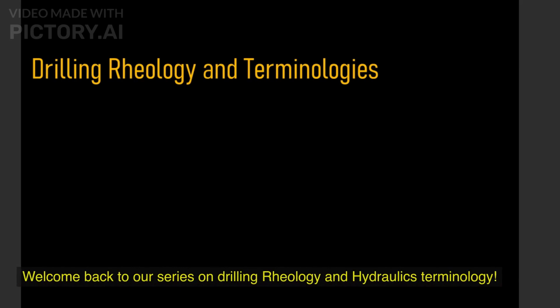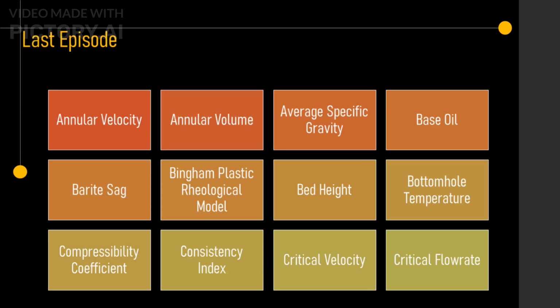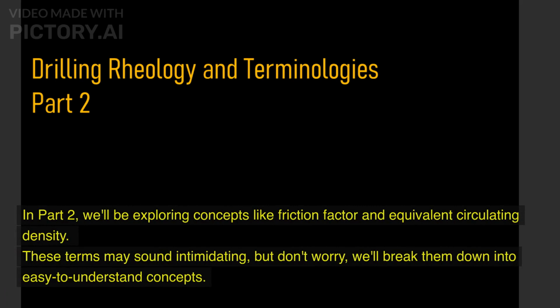Welcome back to our series on drilling rheology and hydraulics terminology. In Part 1, we covered the following terminologies: annular velocity, annular volume, average specific gravity, base oil, barite sag, Bingham plastic rheological model, bed height, bottom hole temperature, compressibility coefficient, consistency index, critical velocity, critical flow rate. In Part 2, we'll be exploring concepts like friction factor and equivalent circulating density. These terms may sound intimidating, but don't worry, we'll break them down into easy-to-understand concepts.